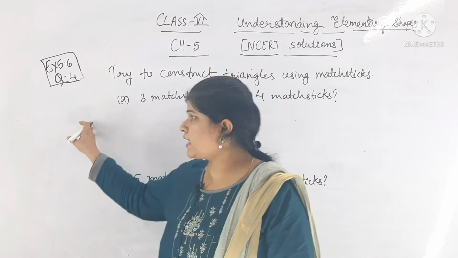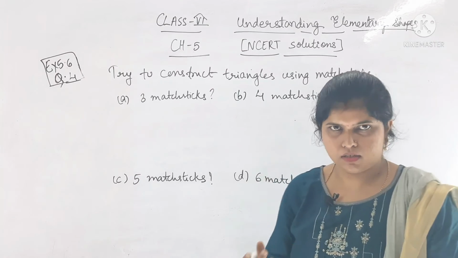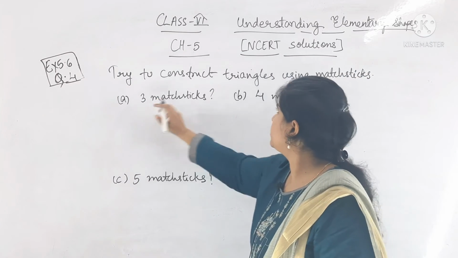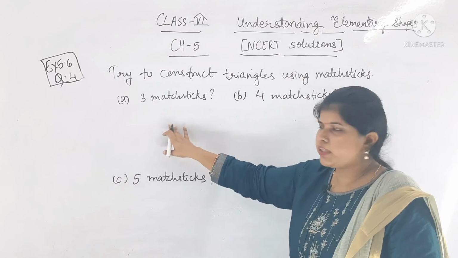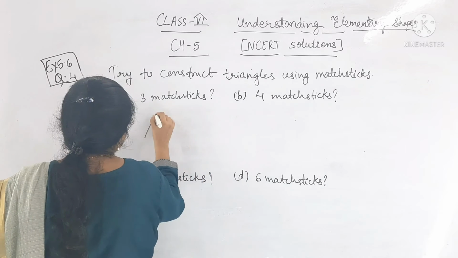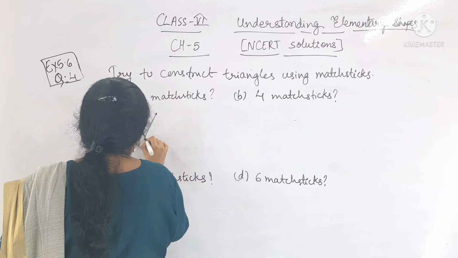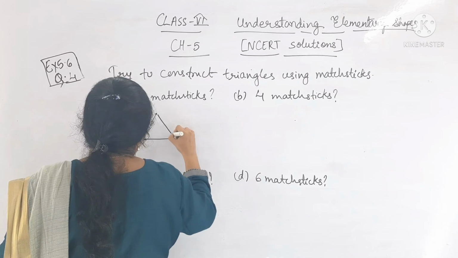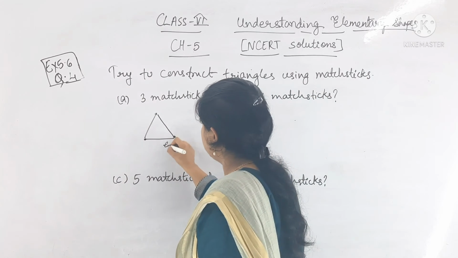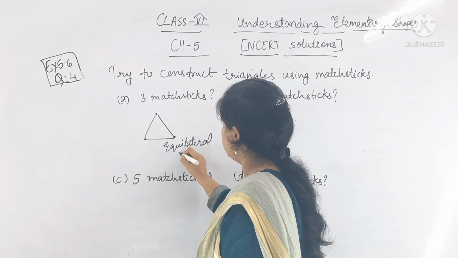Students, this is the last question of exercise 5.6. This is practical work you can do with matchsticks. Try to construct a triangle using matchsticks. Here 3 matchsticks are given. Like this I am drawing, and you can take the matchsticks practically. So this is an equilateral triangle, made with 3 matchsticks.